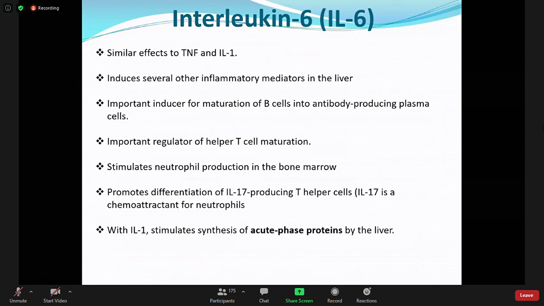And then again, interleukin-6 has similar activities to TNF-alpha and IL-1, but interleukin-6 is what is referred to as an acute phase reaction: during an ongoing inflammatory response, the detection of IL-6 in the blood is an important marker for an ongoing inflammatory response.